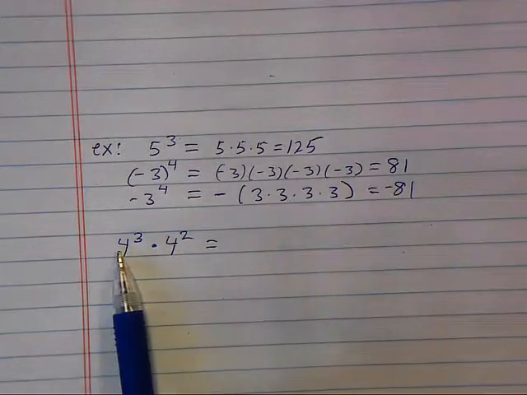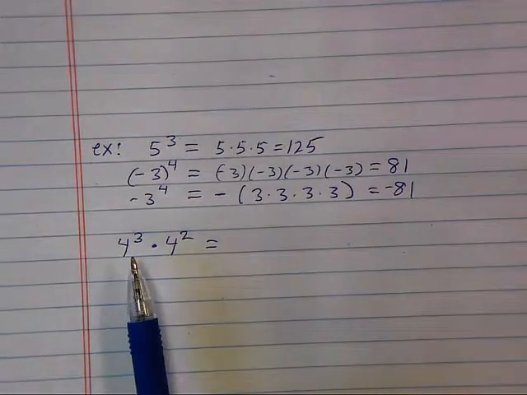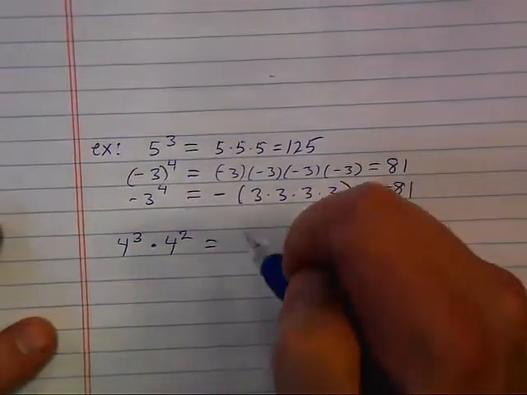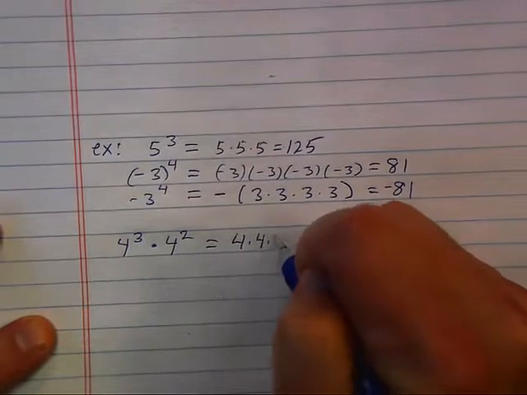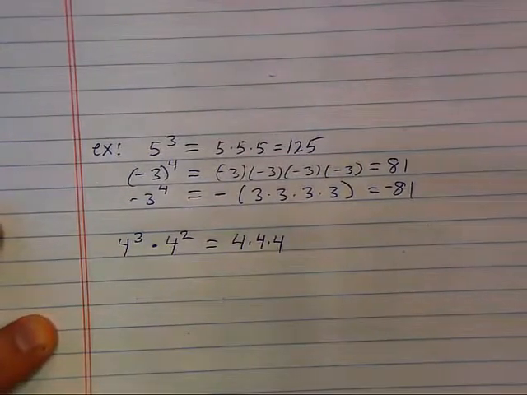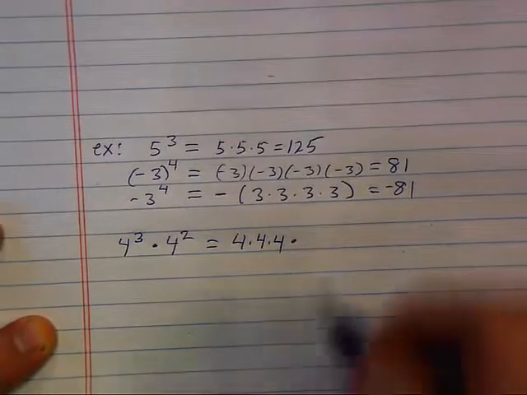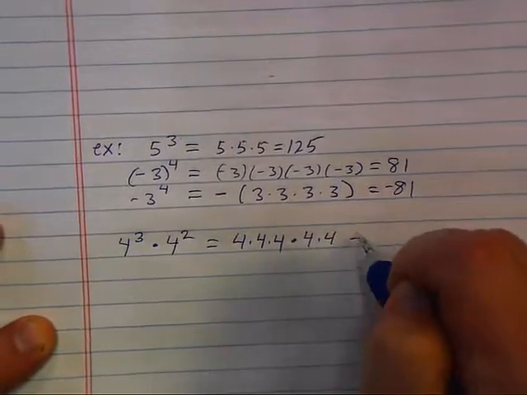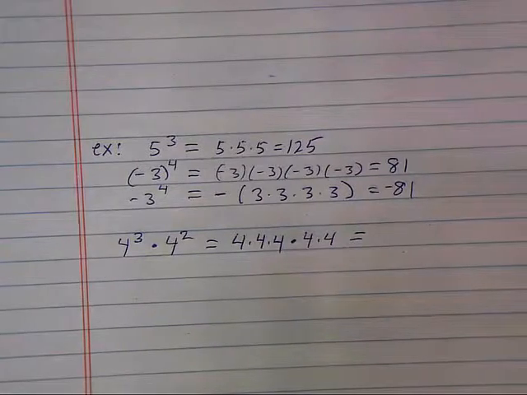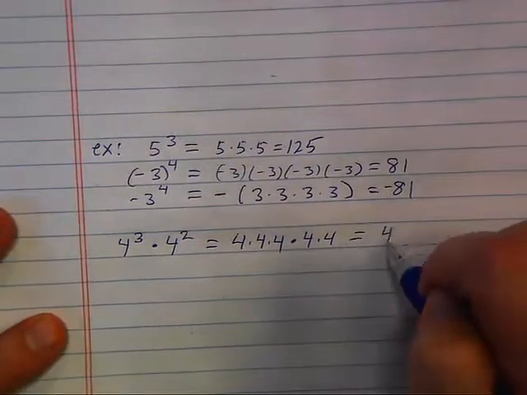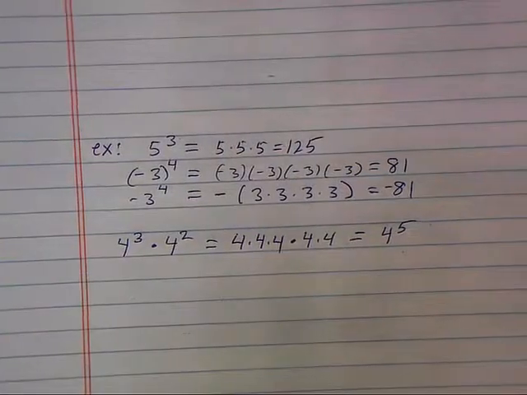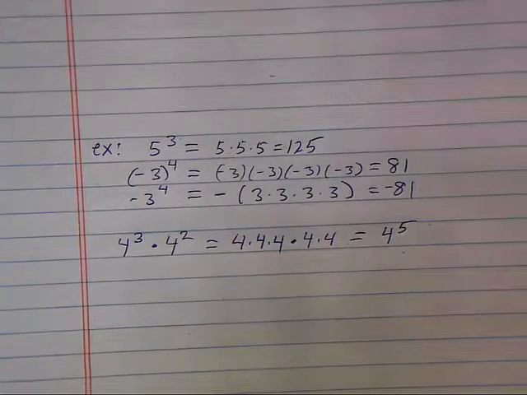Okay, so what does 4 cubed mean? 4 times 4 times 4. So 4 cubed could be written as 4 times 4 times 4. And then I multiply by 4 squared. What's 4 squared? 4 times 4. So putting that all back together in terms of exponents, how many 4s do I have? 5 of them. I have 4 to the 5th. So you were absolutely right. In that case, I add the exponents.